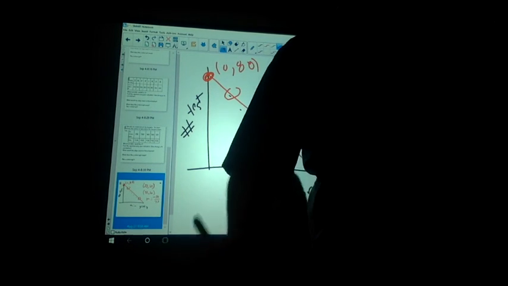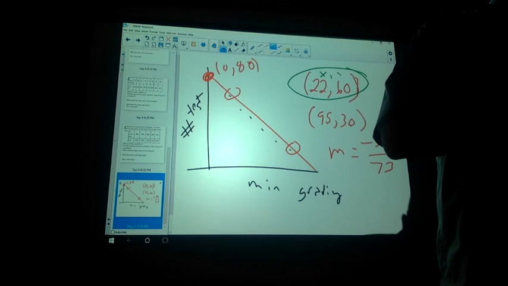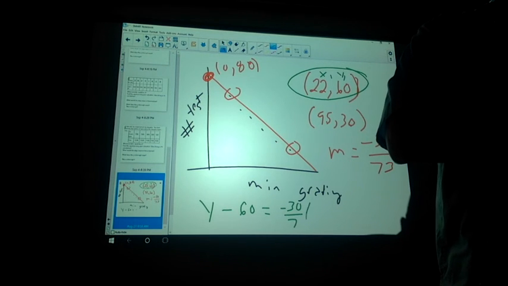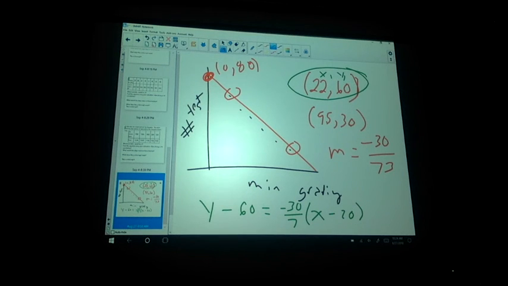So, and then find the equation of the line. We didn't find that yet. All right. So y minus y1 is negative 30 over 73, x minus x1. So there's your equation in point slope form. If it just asks for the equation of the line, I would stop there. Why? If it just asks for the equation of the line, why would I stop right there? Yeah, you have the equation.